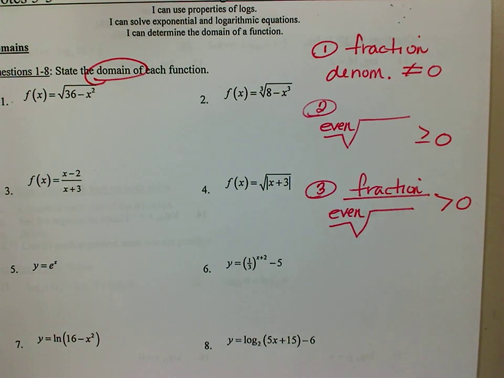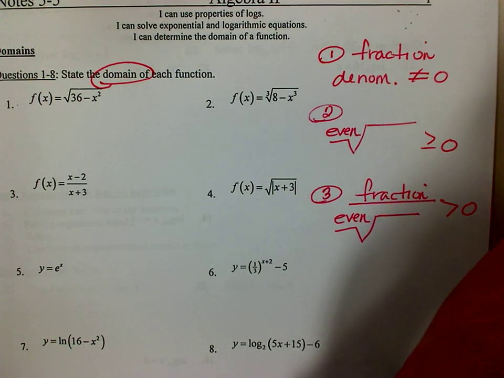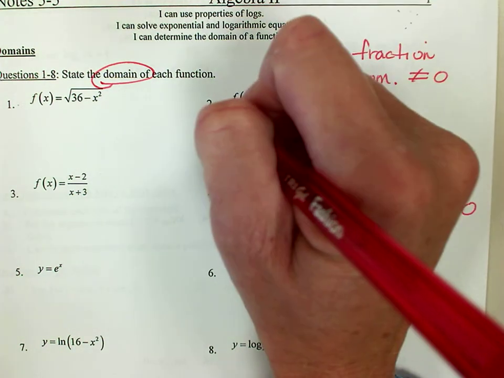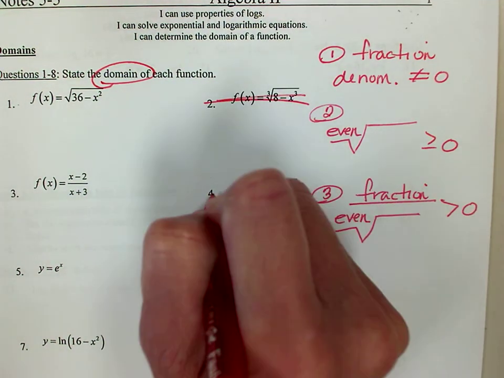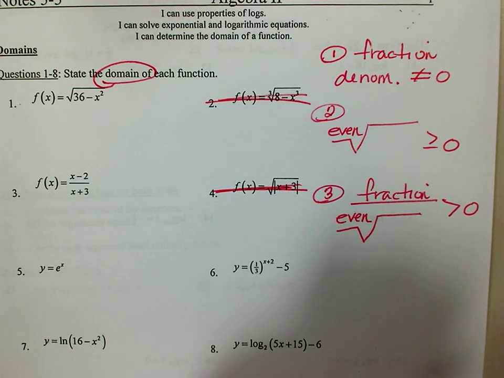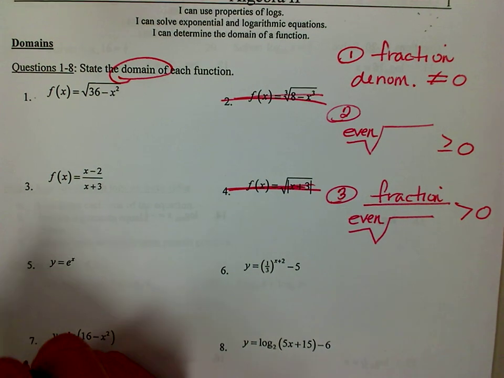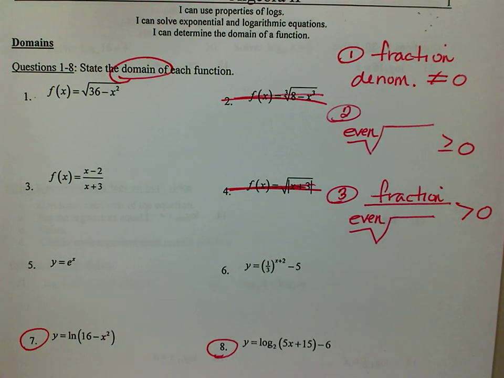So I'm going to cross off some of these. I'm going to cross off, I don't know, number 2, number 4. That should be good. I'll just cross off those 2. Now we have 2 new ones, 7 and 8. So before I get to those, let's go ahead and answer the questions on the rest.